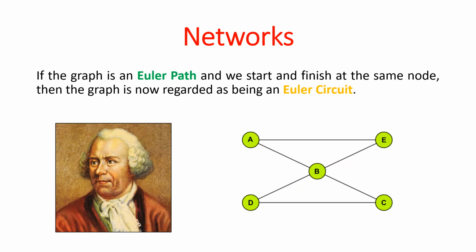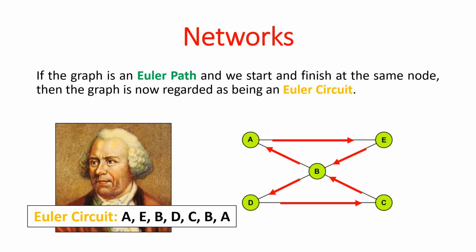Let's have a look at this one. We're going to start at node A and move to node E, go from E down to B, from node B to D, from node D across to C, from node C up to B again, and from node B back to A. So we started at node A and we finished at node A. So it is an Euler circuit from A, E, B, D, C, B, A.